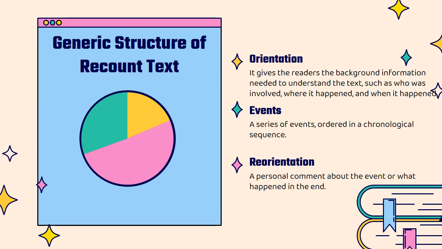Generic structure of recount text. The generic structure of recount text has three parts. The first is orientation. It gives the readers the background information needed to understand the text, such as who was involved, where it happened, and when it happened. The second is events. It's a series of events ordered in a chronological sequence. The third is reorientation, a personal comment about the event or what happened in the end.